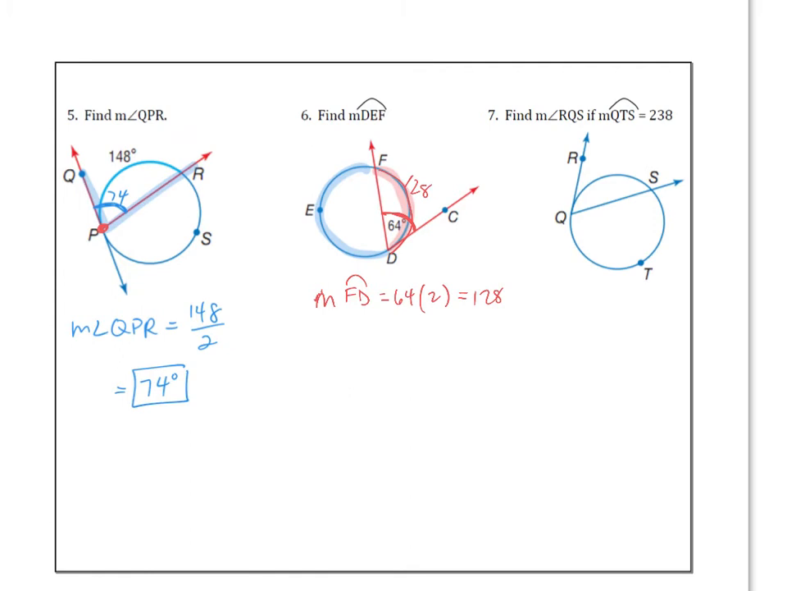What we really want is the blue arc, arc DEF. So to find the measure of arc DEF, we're going to take 360 minus that 128, because a whole circle is 360.